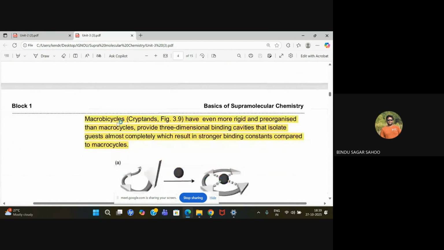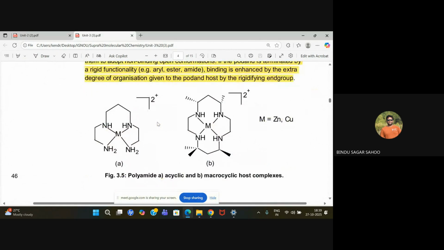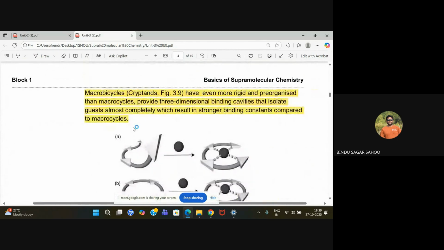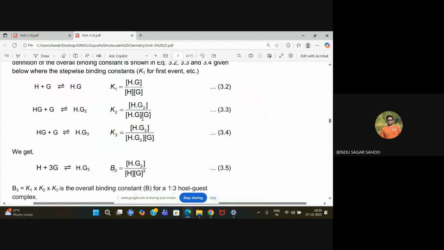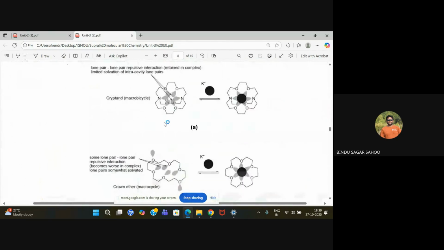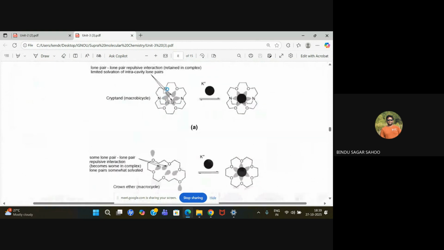So the macrobicycles or cryptands. Sometimes you can also take cryptands. These complexes are called bicyclic complexes. You can see in the picture, figure 3.9. These are the cryptand molecules. You can see they are bicyclic. That means it's not forming a single cycle. In between two atoms, they again form a chain structure like that. That means this one will be one cycle and this one will be another cycle.